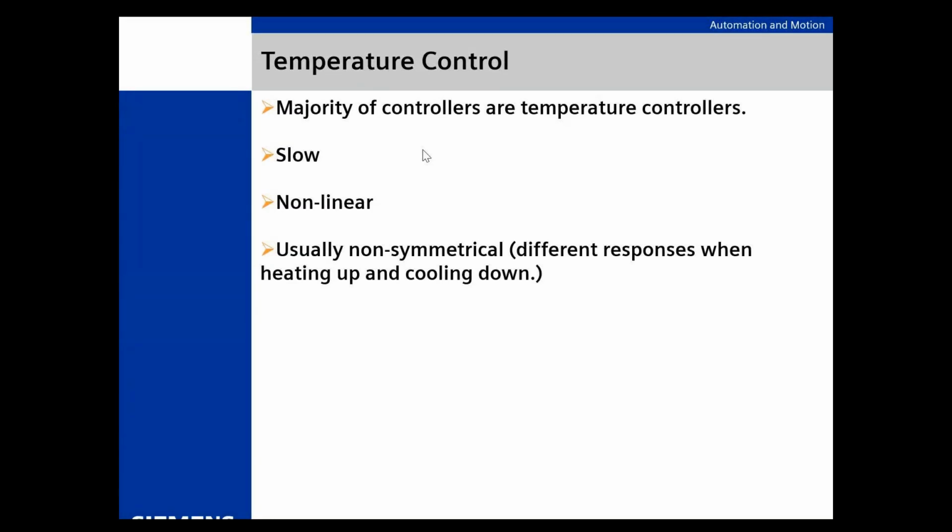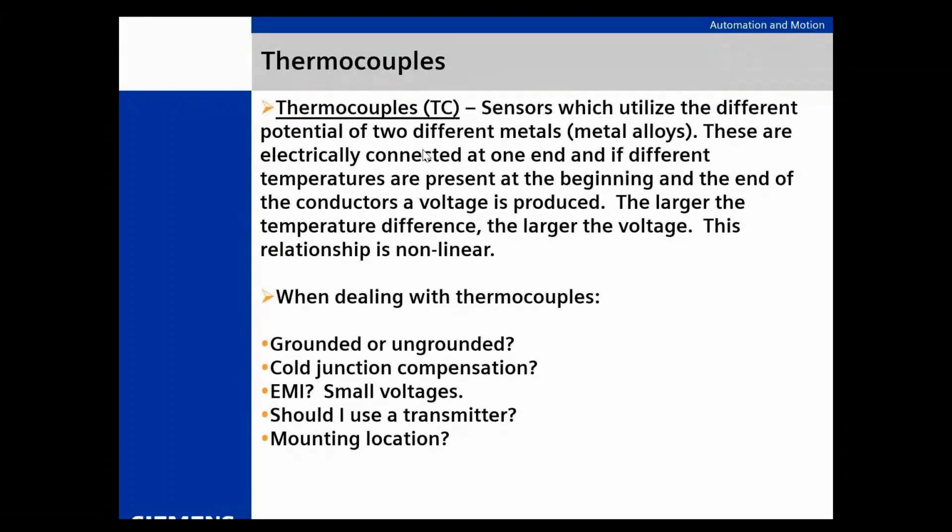All right, thermocouples. We're kind of running a little long here. I'm not really going to talk about this a great deal, but when dealing with thermocouples, if I'm a controls guy, why would I care about grounded or ungrounded, cold junction compensation, or mounting location? Because that affects the quality of the signal and the accuracy of the signal you're giving my controller. Remember, you give me inaccurate stuff, I'm giving you inaccurate control.